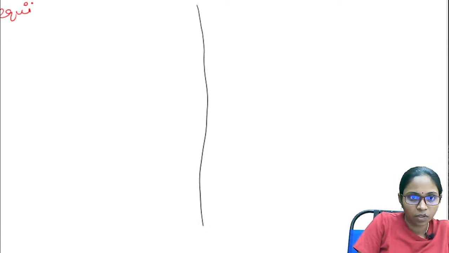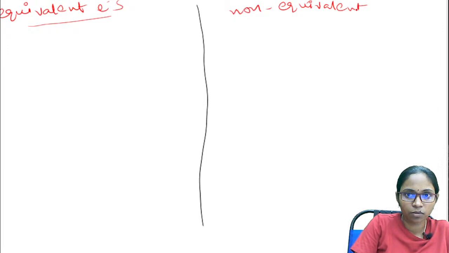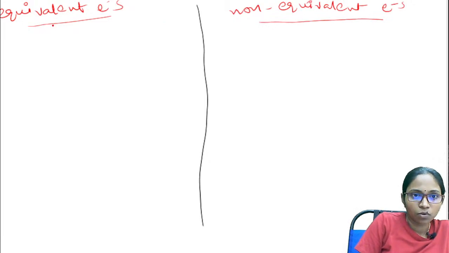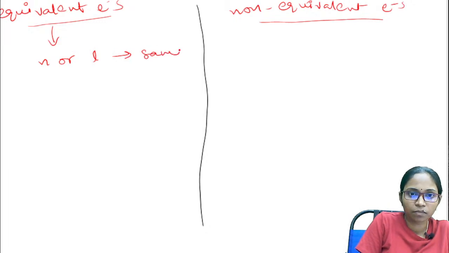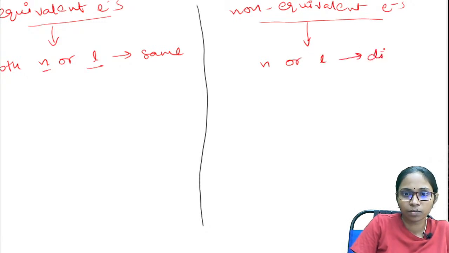Okay, let's see. Equivalent electrons and non-equivalent electrons. In equivalent electrons, both the n and l values are the same. Coming to non-equivalent electrons, either n or l values are different.